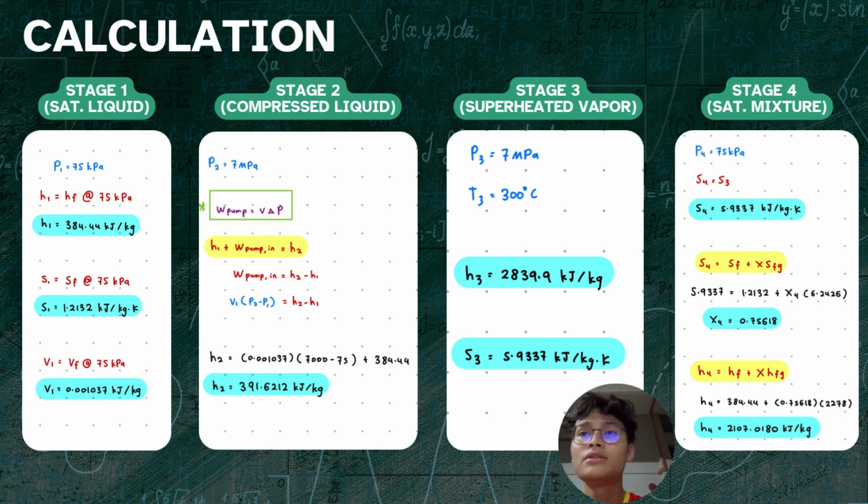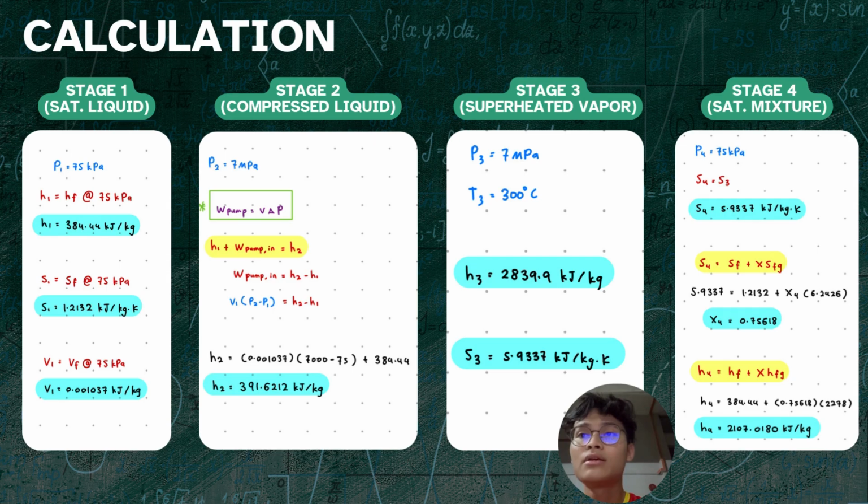For stage 3, it is a superheated vapor with a pressure of 7 megapascal and a temperature of about 300 degrees Celsius. So we just refer to the superheated vapor table and find the enthalpy and the entropy values. For the last stage, it is a saturated mixture with a given pressure of 75 kilopascal, and the entropy for stage 4 is equal to the entropy for stage 3.